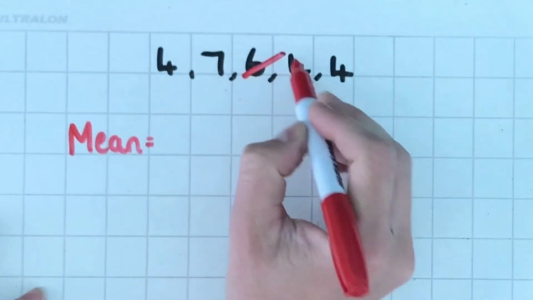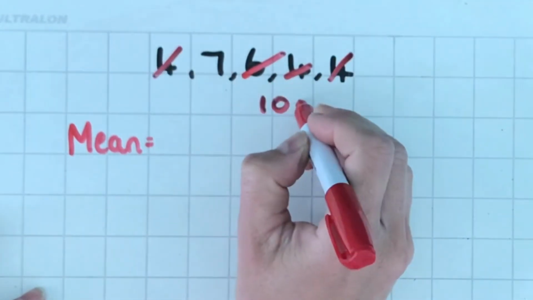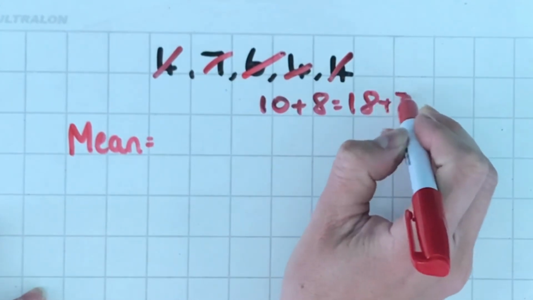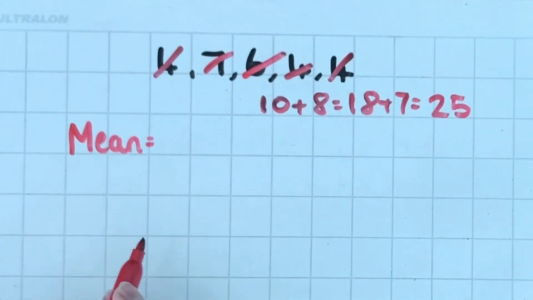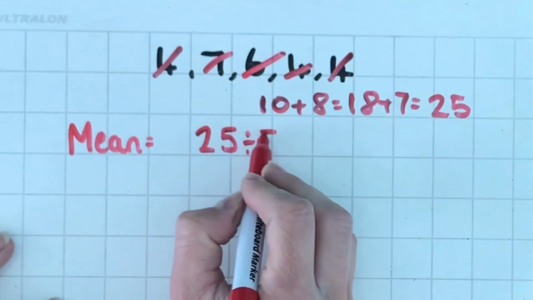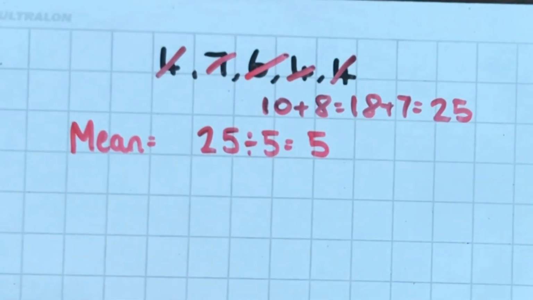So I'm going to add 6 and 4, which gives me 10. Okay, then 4 and 4, which gives me 8. So that equals 18. Add on the 7, gives me 25. Okay, and then what you've got to do with that 25 is divide by how many numbers you've added. So you've added 5 numbers. So 25 divided by 5 gives you an average of 5.